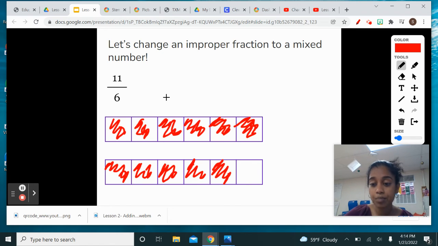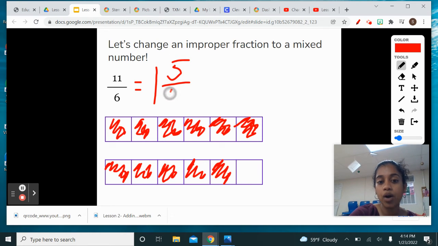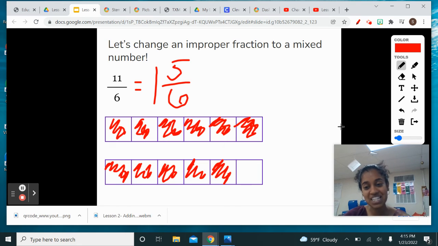A whole number that we have right now, I can look at this model and I see, okay, I have 1 whole, right? So I have 1 whole right there. Plus, I'm also seeing that I have 1, 2, 3, 4, 5 more sixths in addition to my whole. So when I change my 11/6 into a mixed number, I have 1 whole and 5/6. So I have 1 and 5/6. Okay, so that's how we change from an improper fraction to a mixed number.